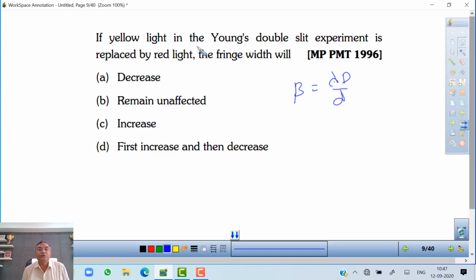તો પહેલા કયું લાઇટ હતું? યલો હતું. So if it is yellow, then I write yellow. If it is red, then I use red. So now you know that which one has the larger wavelength. So red has more wavelength compared to that, and so beta of yellow is less than beta of red. So it will increase. So option is increase.